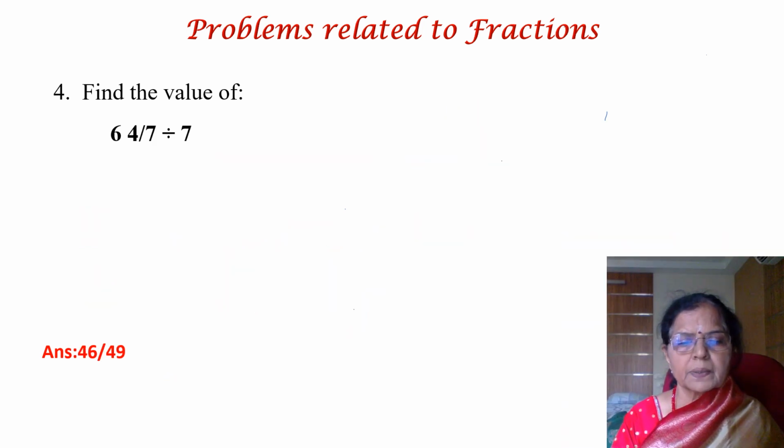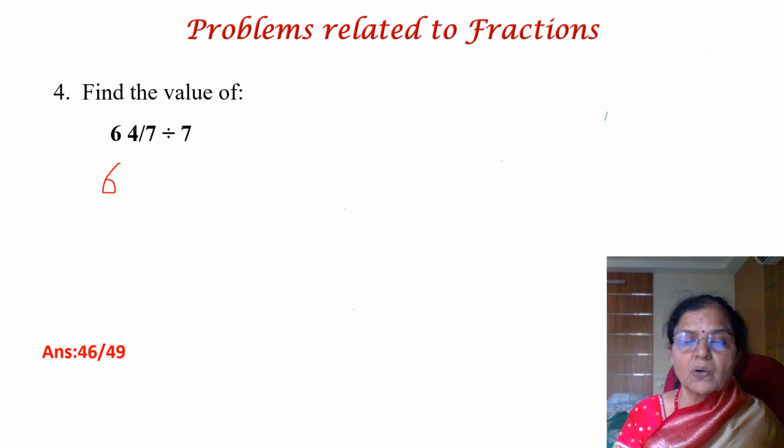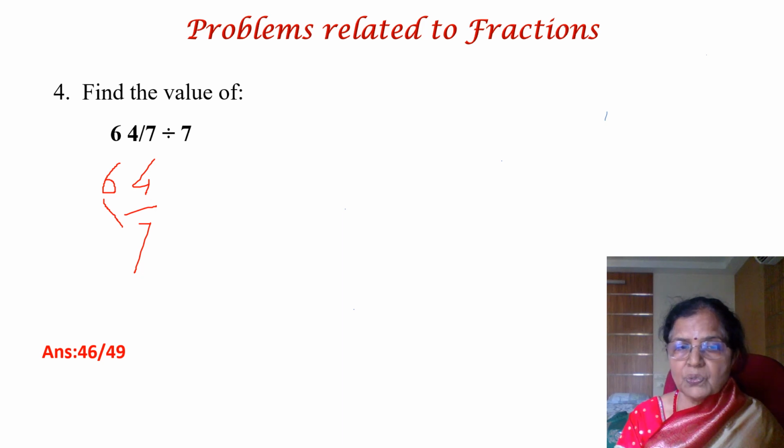Now look at the fourth problem. Find the value of 6 4 by 7 divided by 7. It's a division problem, and the fraction here, 6 4 by 7, is a mixed fraction where an integer is there and then a fraction is there. So first you have to convert this into a simple fraction. How will you do this? Multiply the denominator with the integer. 6 7s are 42 plus 4 is 46.